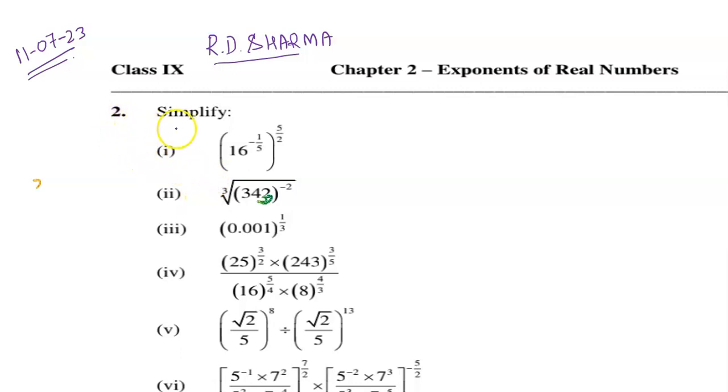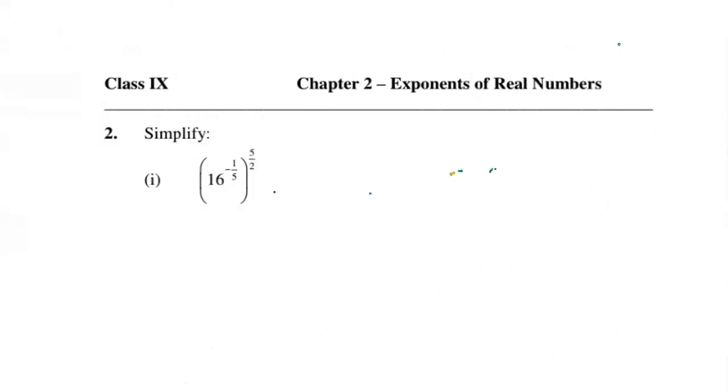So the first question is, simplify this first part, 16 raised to the power minus 1/5, then bracket 5/2. Okay, so I'll solve few questions and then I'll give assignments for you so that you can solve the other questions also. Okay, so this is the first question, 16 raised to the power minus 1/5.